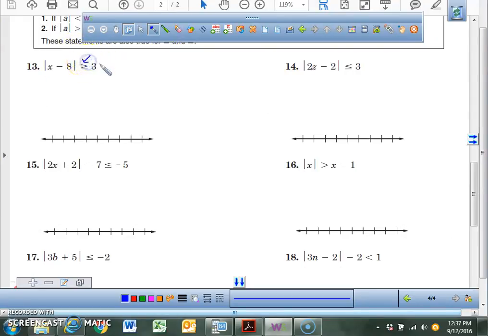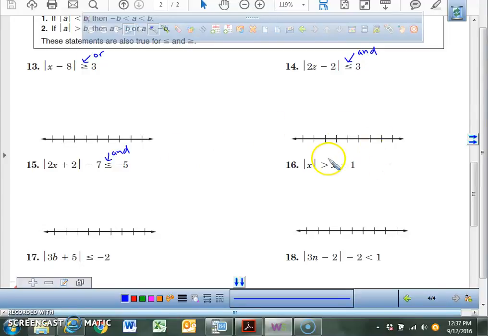What is that one? Or, because it's what? Greater than. What's this one here? So we're going to end up with an and statement. Okay, how about this one here? And, very good. Labeled. That's going to be an and statement. What about this one? Or. Okay, this one? And.